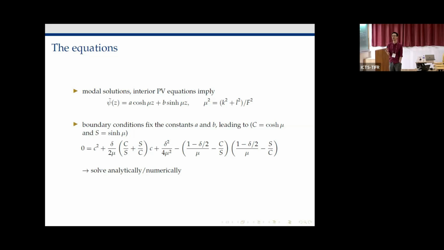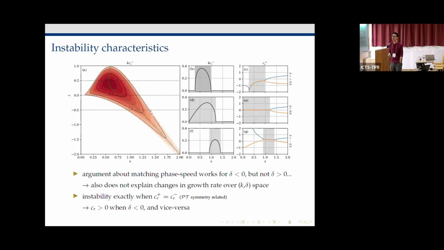In the delta equals 0 regime, you get exactly the standard Eady model coming back. So this includes the standard Eady model. And then you can solve this analytically or numerically, it doesn't really matter. So the instability characteristics would be, so here I take the L equals 0 case, because in the L equals 0 case, the meridional wave number 0 is normally the most unstable mode.